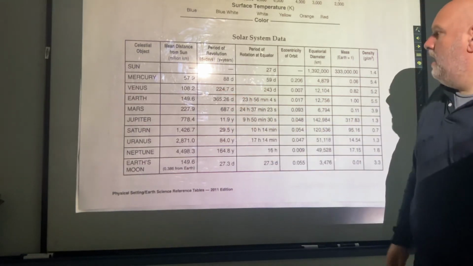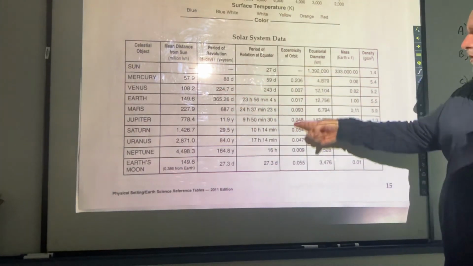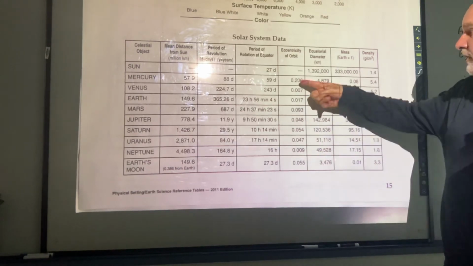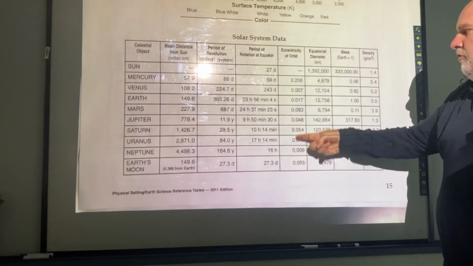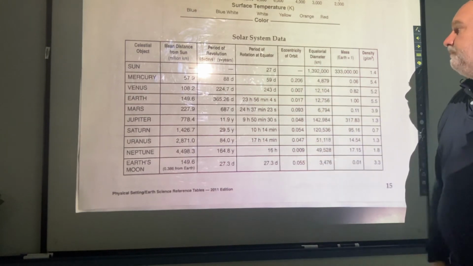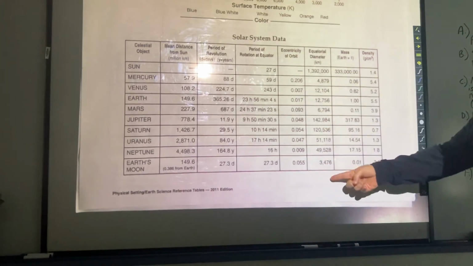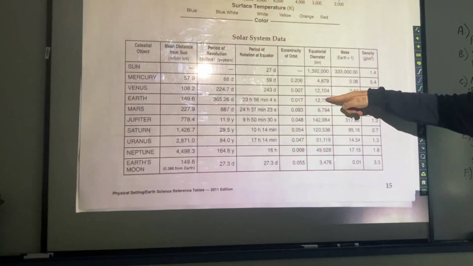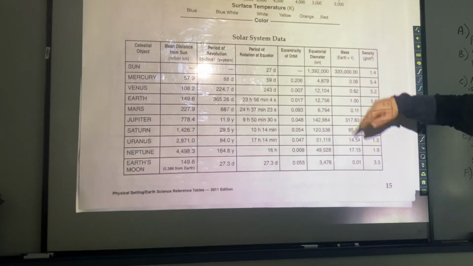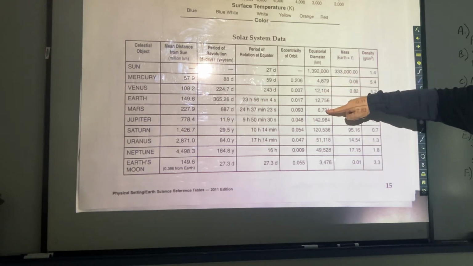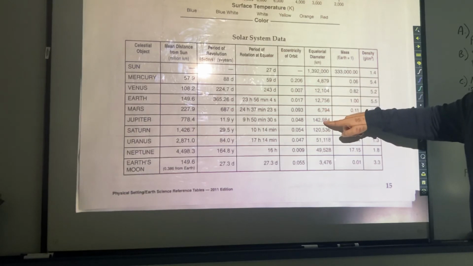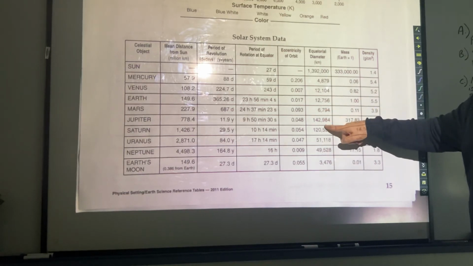Interesting. The next column over talks about eccentricity of orbit. That tells you the shape of the orbit. The closer that number is to 0, the more circular the orbit is. Equatorial diameter. You can notice that Earth and Venus have a very similar equatorial diameter. But the main thing to notice is that the interior terrestrial planets have smaller diameters, while the exterior Jovian planets have larger diameters.